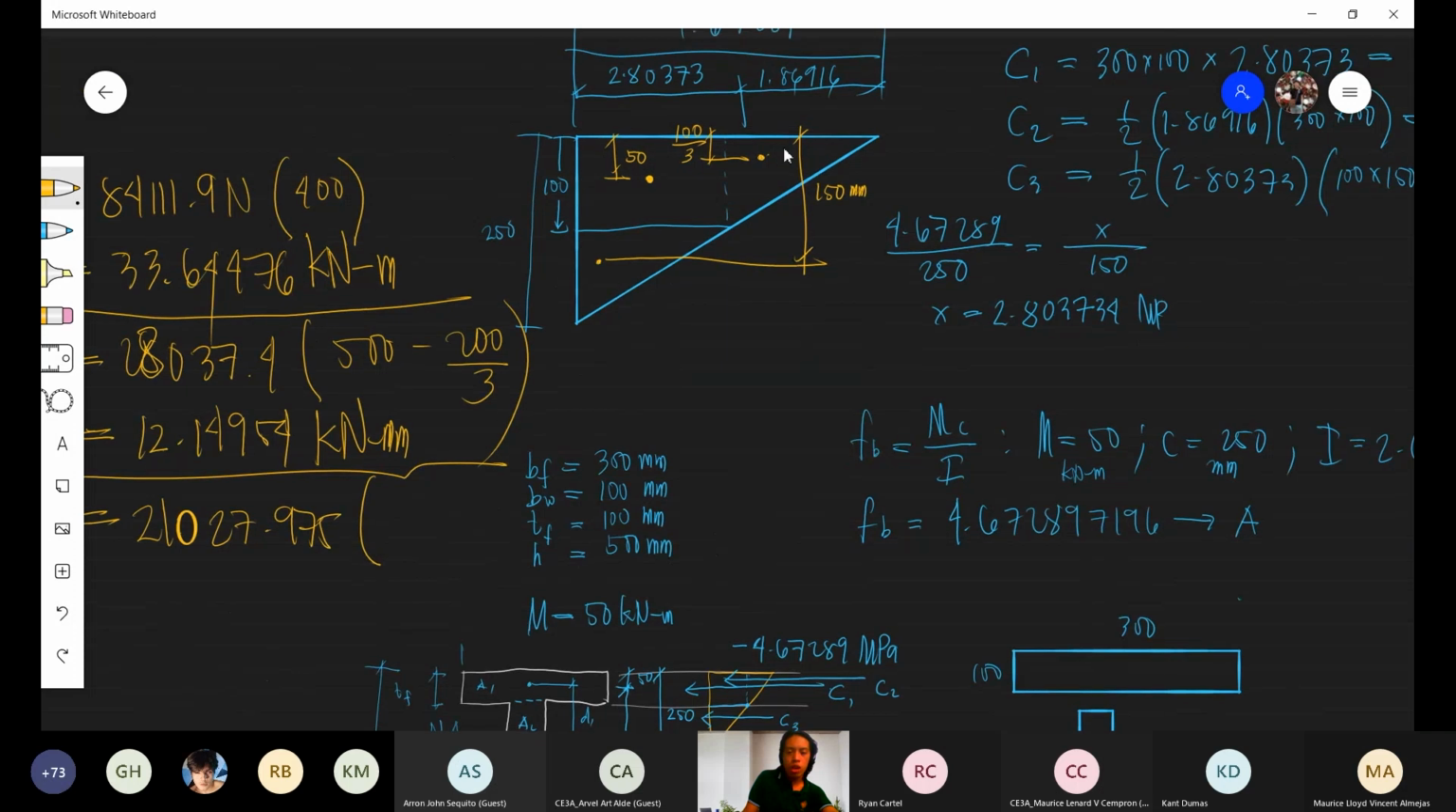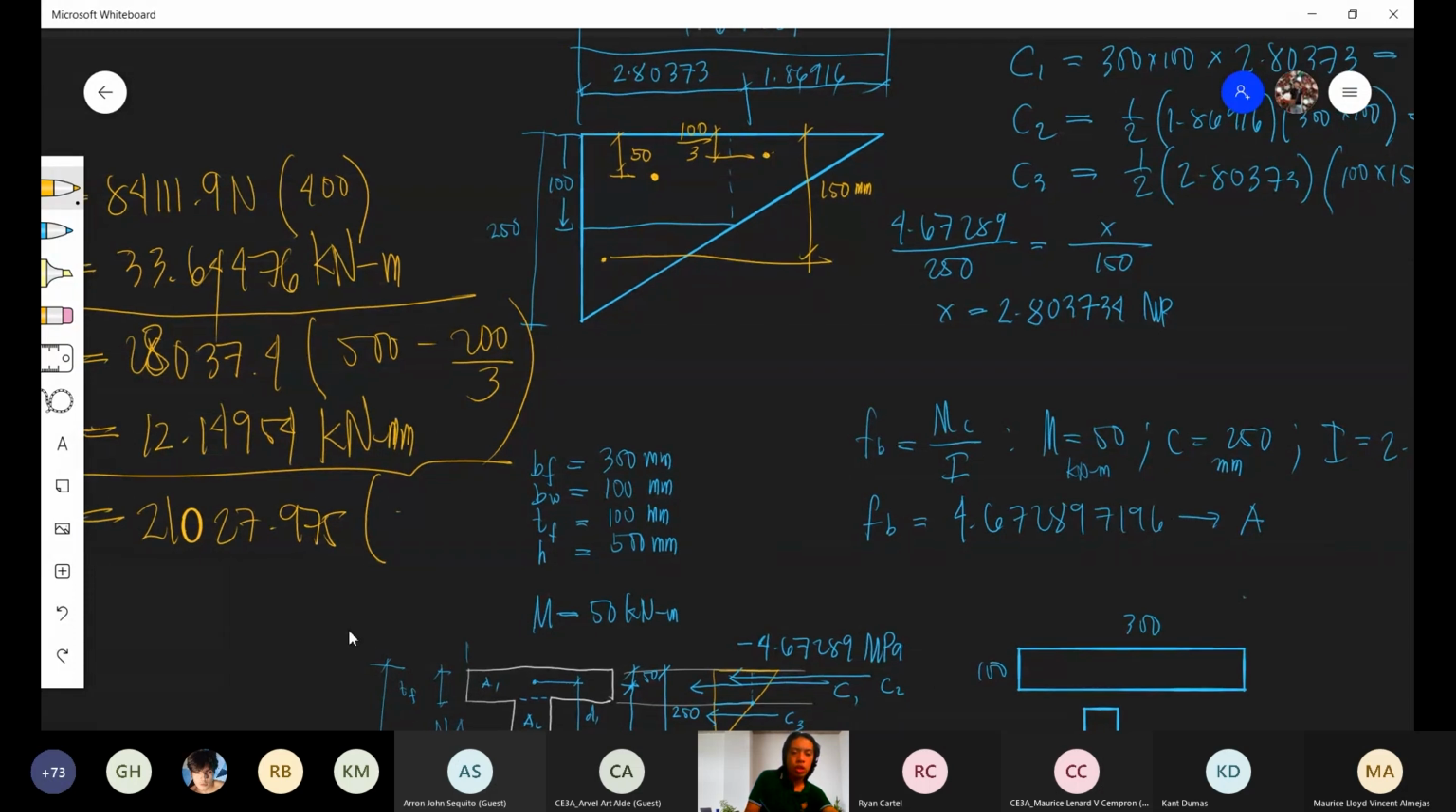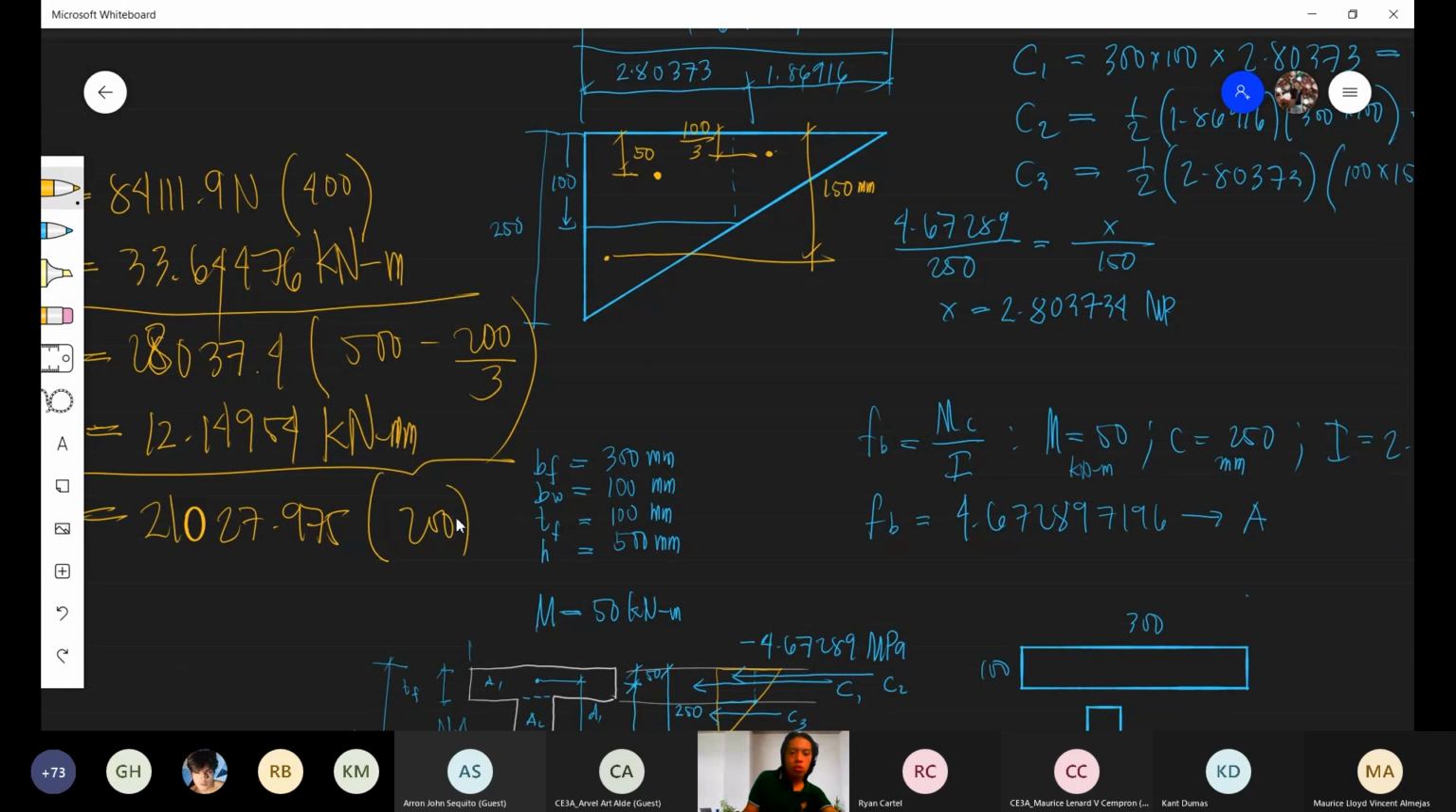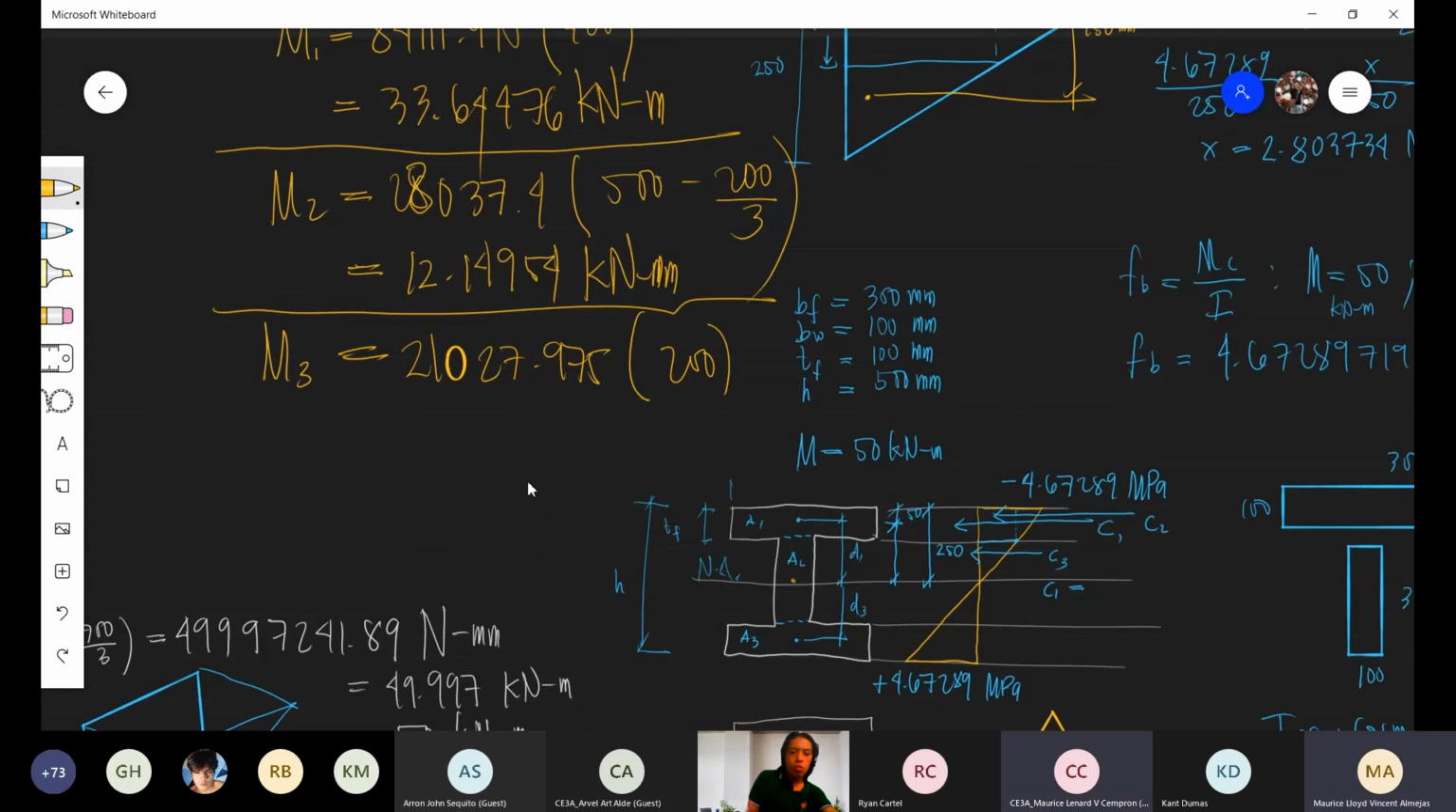The distance is 150, right? So 500 minus 150 at the bottom, then minus 150 at the top, that is 300, so 200. In kilonewton meter, that is 4.205595. This is in kilonewton meter.